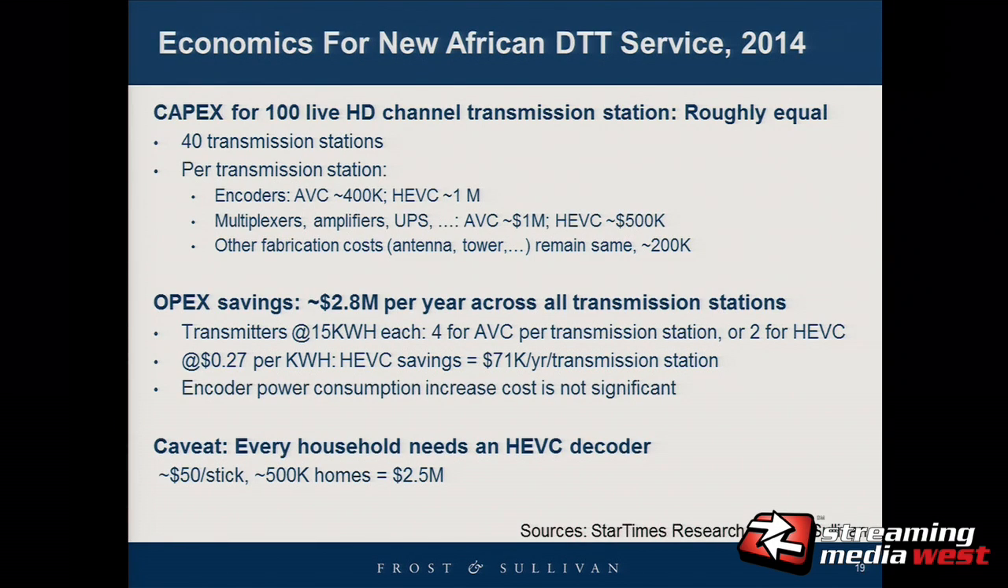So it turns out that the capex for building a transmission tower, whether you're doing HEVC or AVC, is about the same. The HEVC encoders are much more expensive than the AVC encoders, but because you're using half the bandwidth, you save a lot on the multiplexers and the UPSs and the amplifiers and all that other good stuff. The transmission tower cost itself, in terms of constructing the antenna, remains the same. But the OPEX savings start to target the millions of dollars, partly because power is fairly expensive in these countries, partly because you have a number of towers.